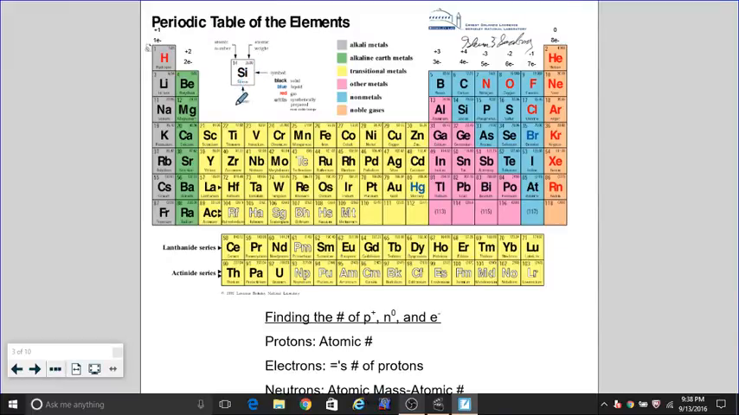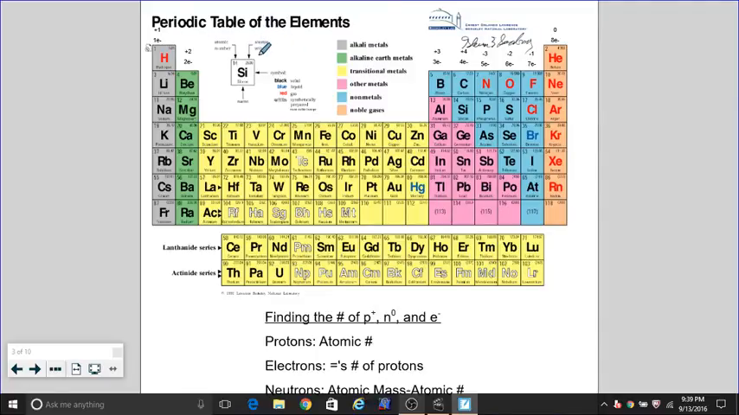This is basically all the information that we need to know for biology. The atomic number is the number of protons. That's also an identification number. You will notice that there is no element on this table that has the same number of protons. That is different for every single element.